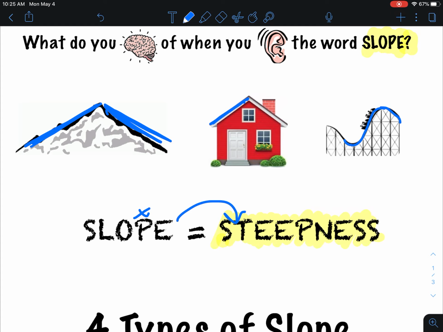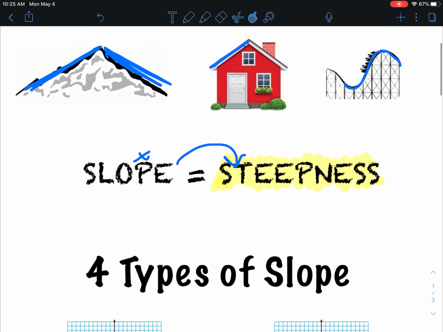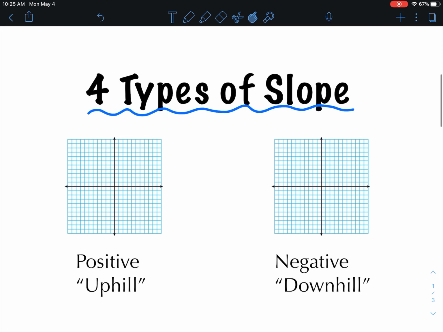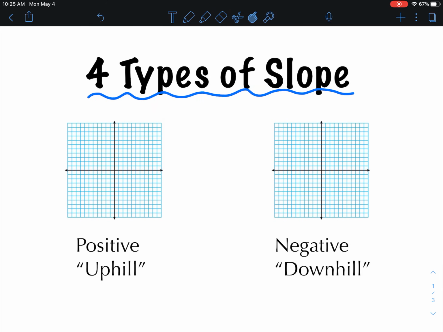But for today's lesson, basically, what we are going to learn is that there are 4 types of slope. Okay? So again, our goal today is we want to talk about these 4 types of slope. So let's talk about the first 2. Okay, the first 2 types of slopes are positive and negative.